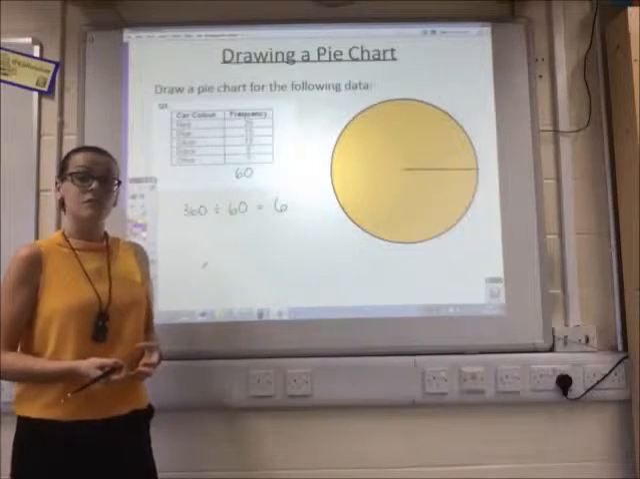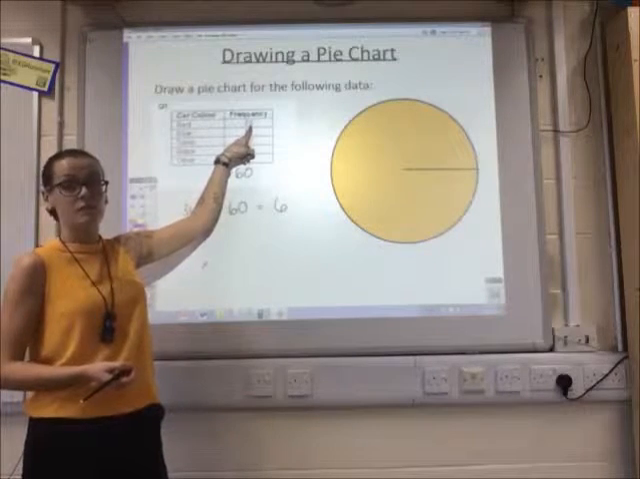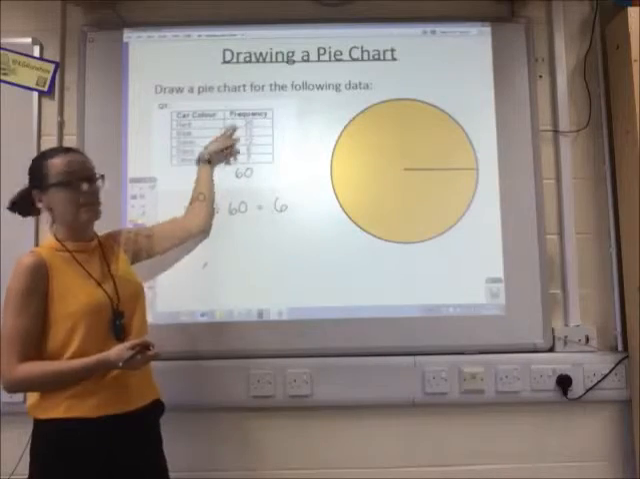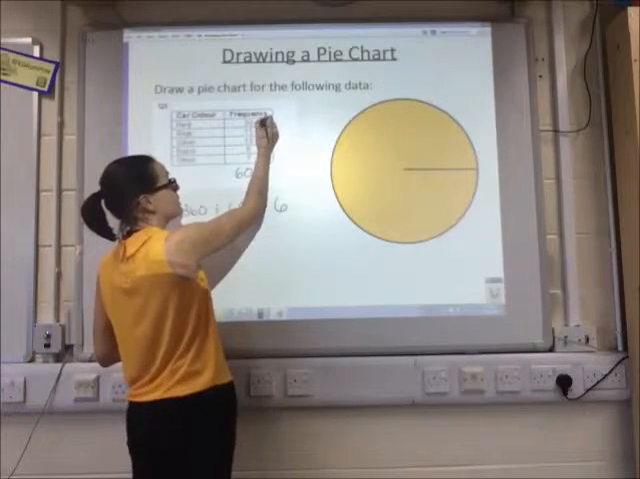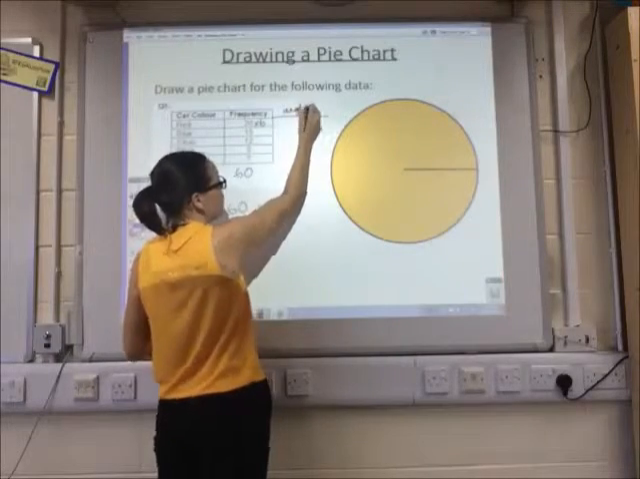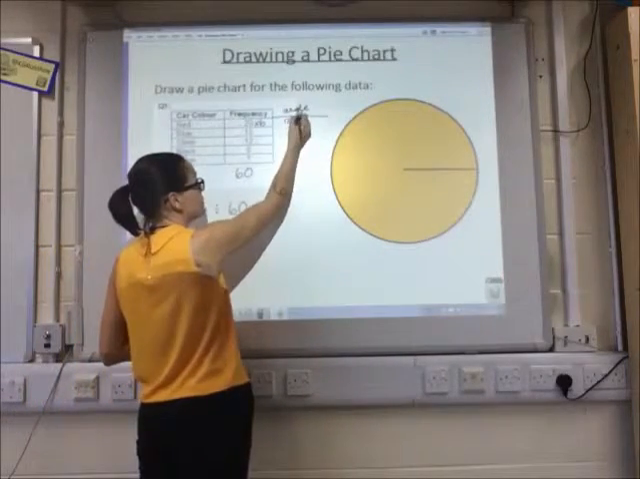So if 6 degrees represents one person, I can figure out how many degrees represents my 20 people with red cars by multiplying that 20 by 6. So if I times that by 6, I'm going to find that the angle that I require for red cars in the table is going to be 120 degrees.